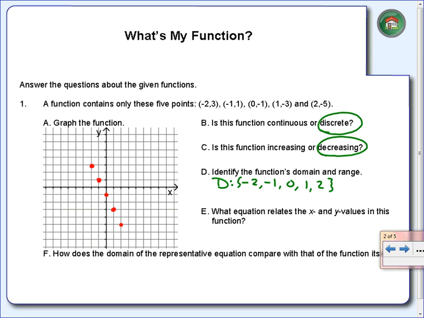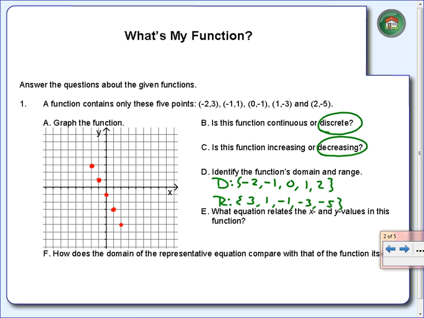Very similar for the range. Range is the y values. All we're going to do is list all of the y values. And those y values are 3, 1, -1, -3, and -5. That's it. Domain and range. What are the x's? What are the y's?